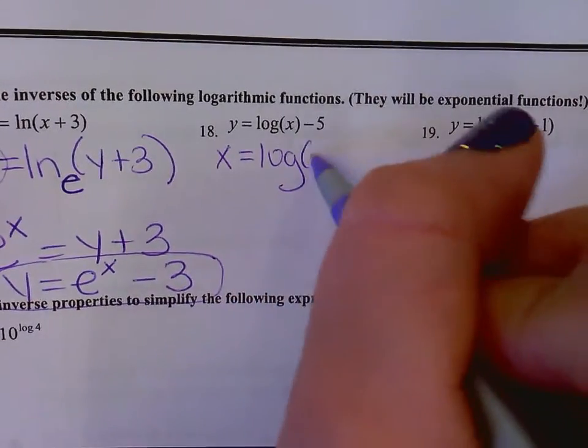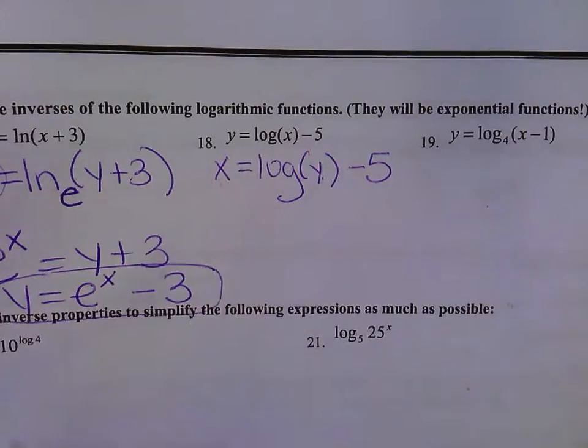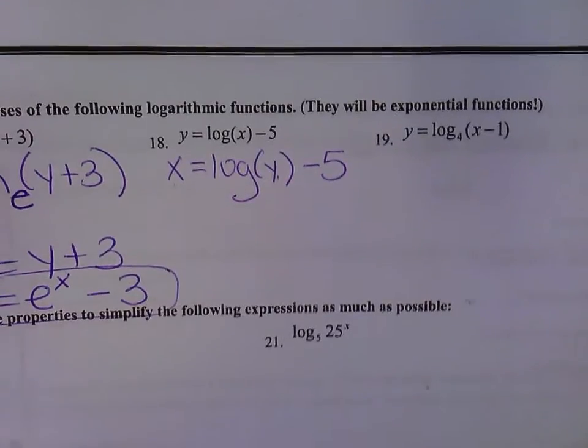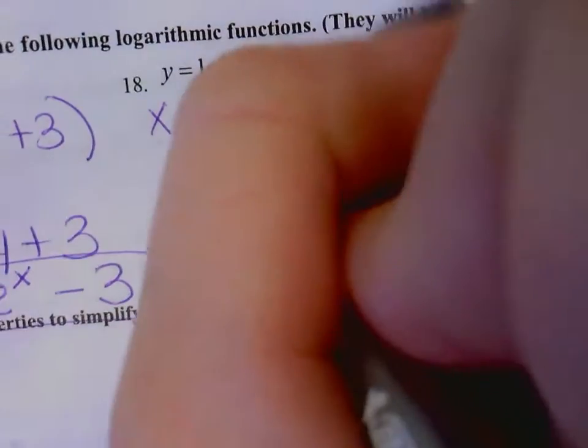So my first step is just to rewrite it, the x and the y have just traded places. That's an easy first step. The second step is to see what my base is. And if I just have log, the base that should be sitting there is a 10. So I need to write a 10 in my problem right here.